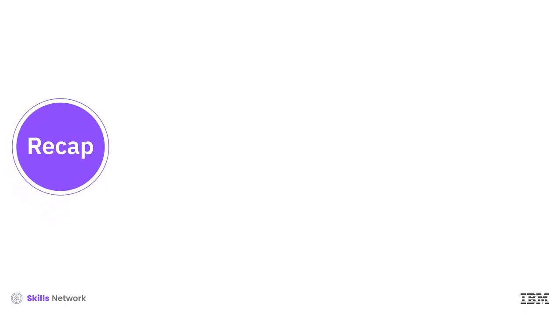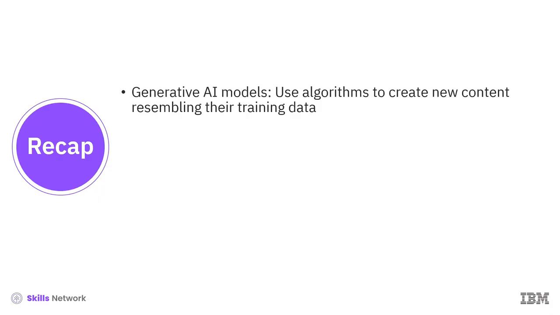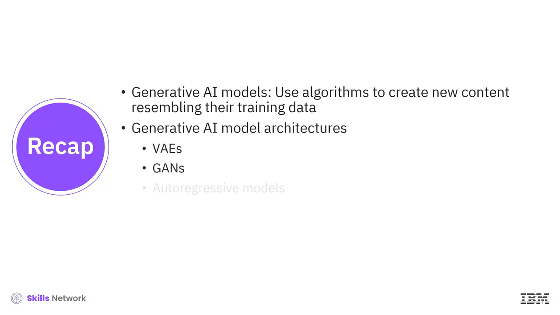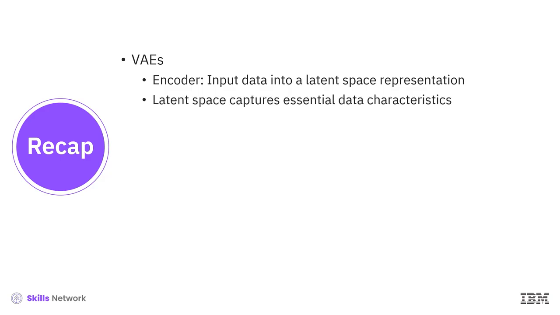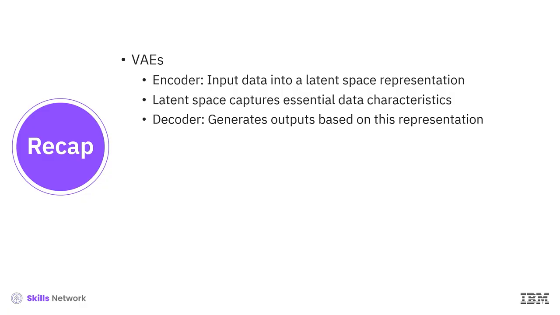In this video, you will learn that generative AI models are a class of artificial intelligence systems that use algorithms to create new content. Generative AI model architectures include VAEs, GANs, autoregressive models, and transformers. VAEs use the encoder to convert the input data into latent space representation. Then the latent space captures the characteristics of data. And finally, the decoder generates outputs.